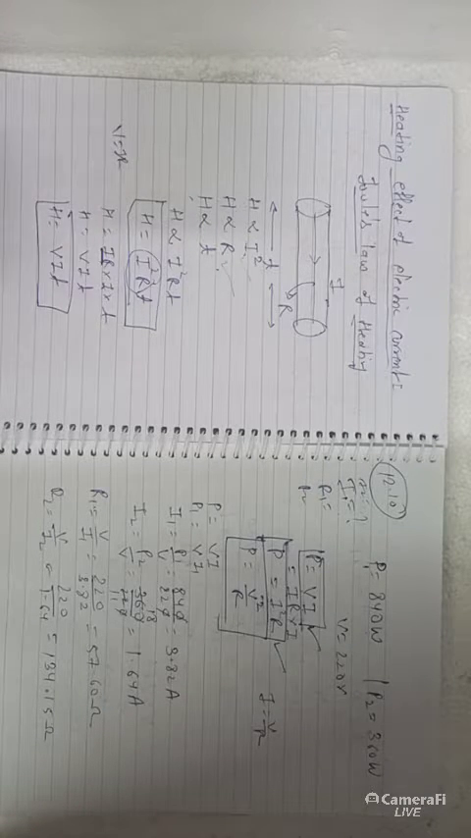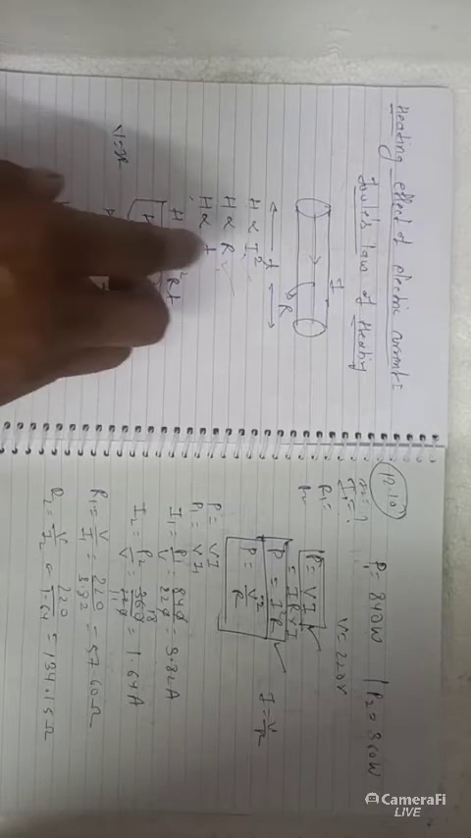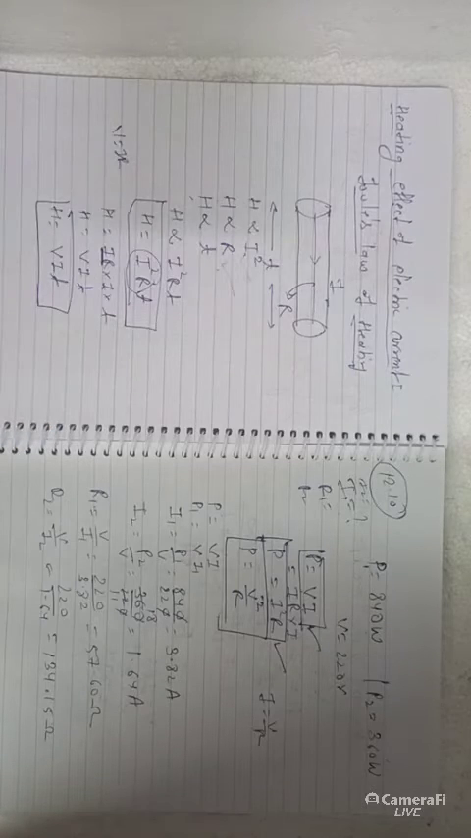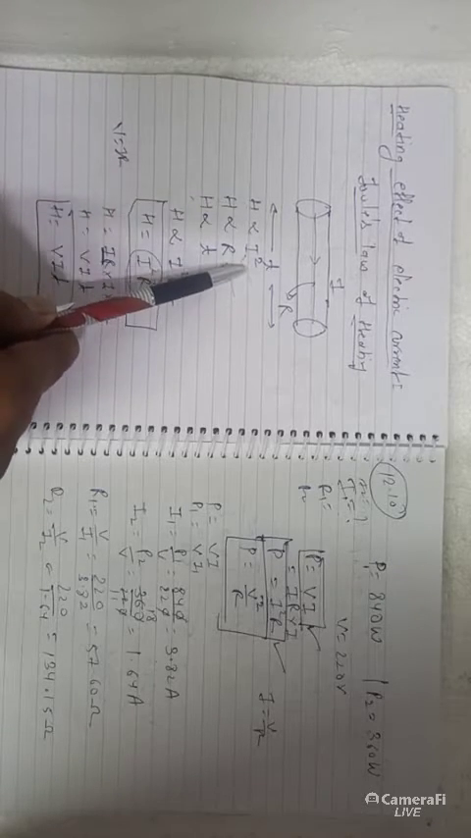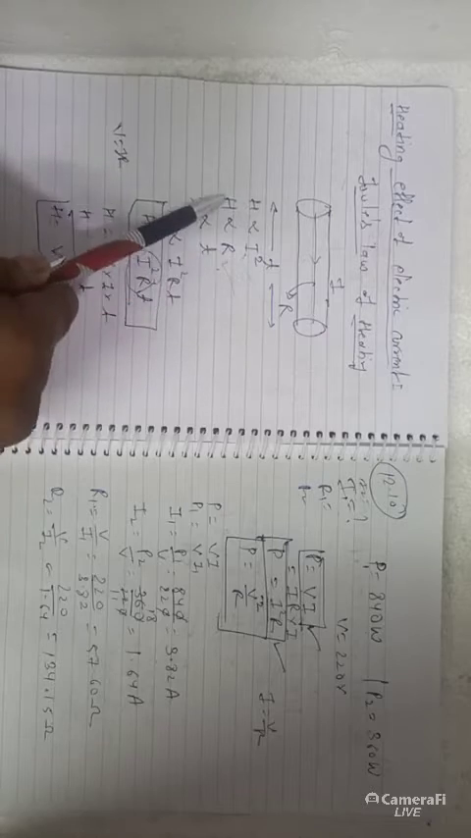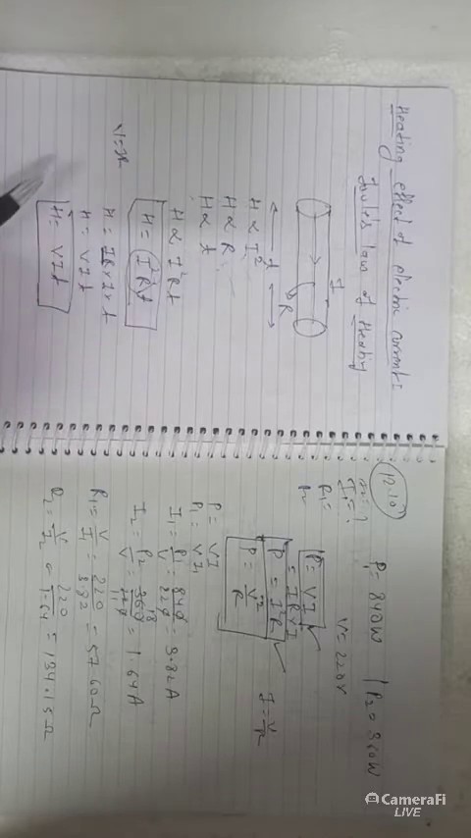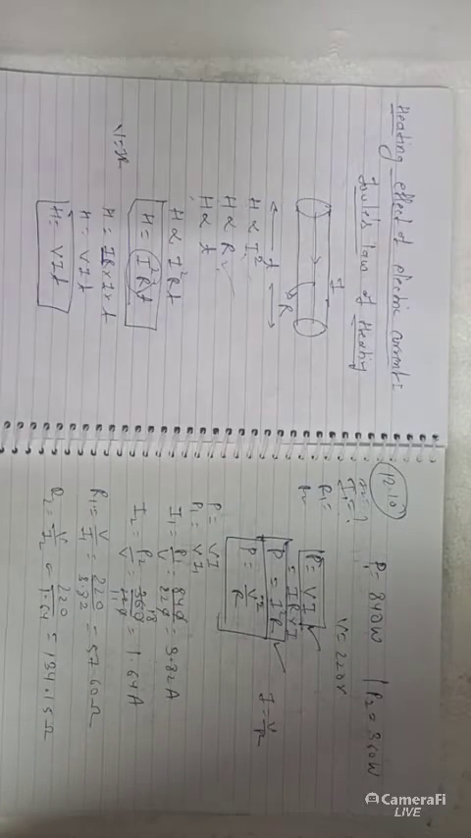Suppose there is a conductor of resistance capital R, and the amount of current flowing through the conductor is capital I for the time small t. Then what are the factors on which the heat depends? Heat is directly proportional to the square of current, directly proportional to the resistance of the conductor, and directly proportional to the time for which the current is flowing through the conductor.